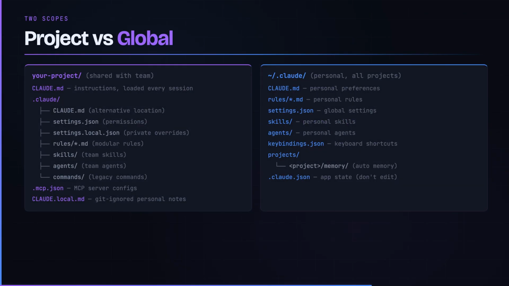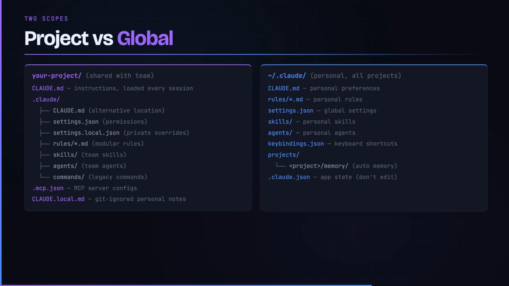There are two places configuration lives. The project directory, that's shared with your team through Git. And your home directory, that's personal, applies to every project you work on. On the left, your project folder. The instruction file sits at the root. The .claude folder inside holds permissions, skills, and agents that the whole team shares. The local settings file is auto-git-ignored. That's where you put personal overrides.